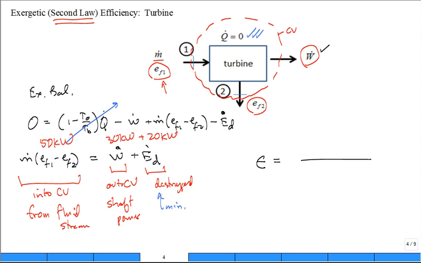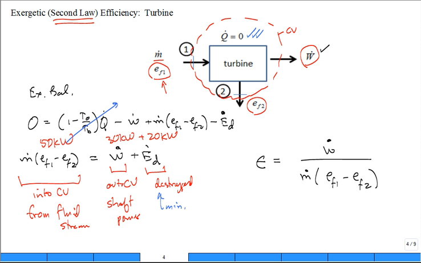So what did we want? We wanted a lot of power out of this turbine. What did we have to pay for? Well, it comes at the expense. It doesn't run, it doesn't work unless there's a change in the exergy coming out of that fluid stream.